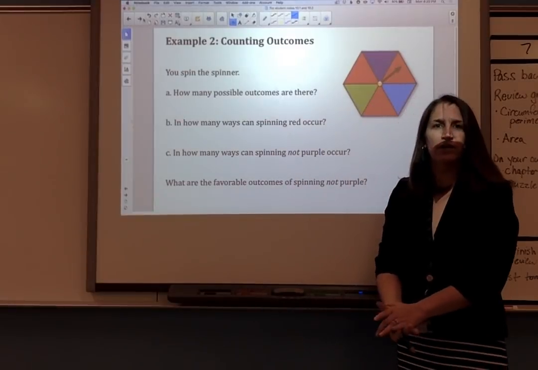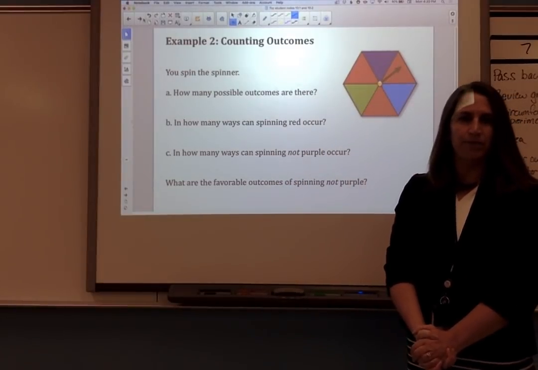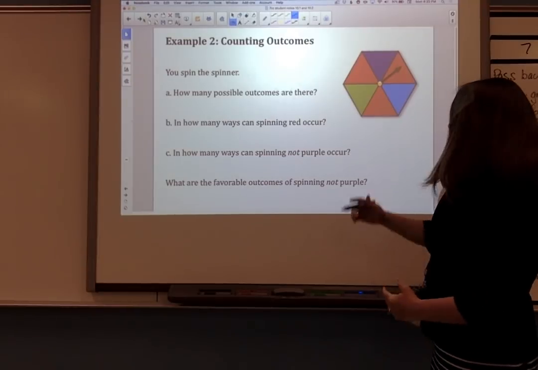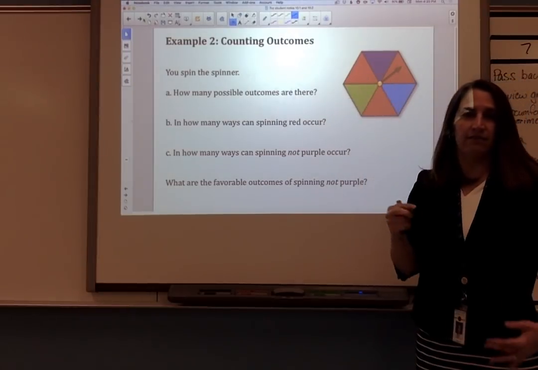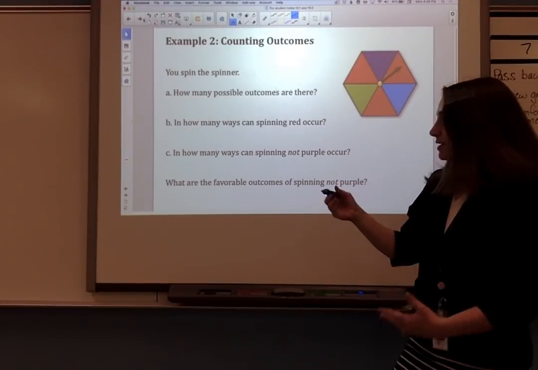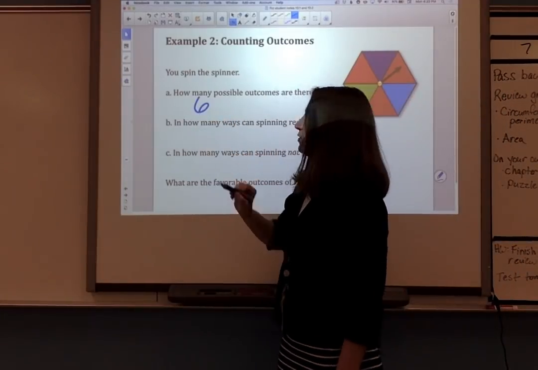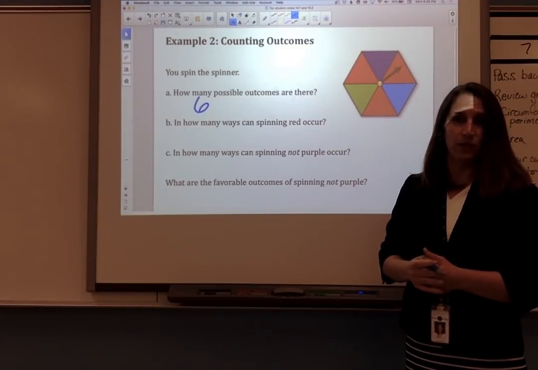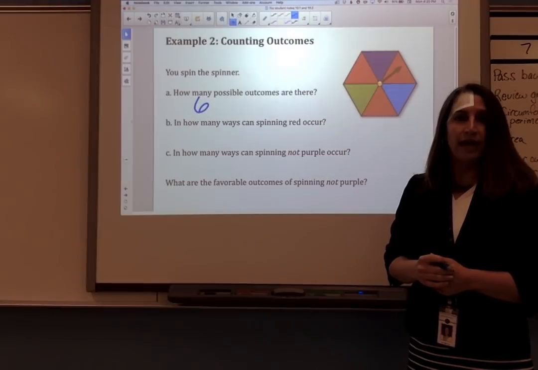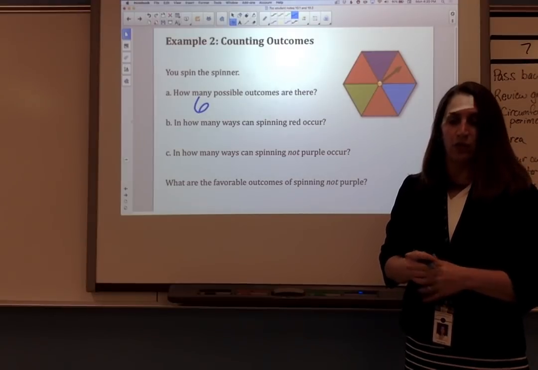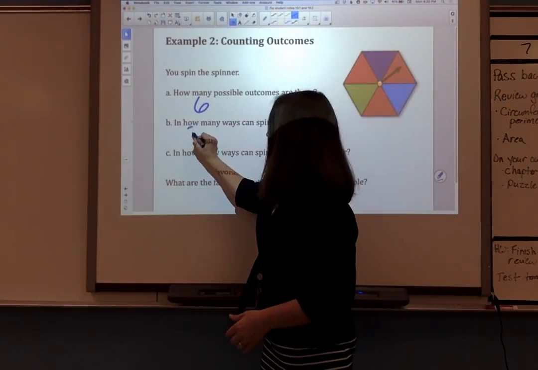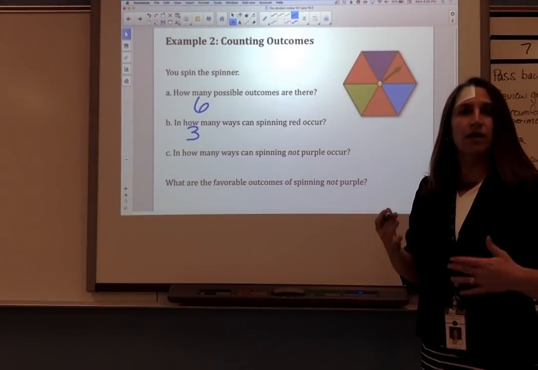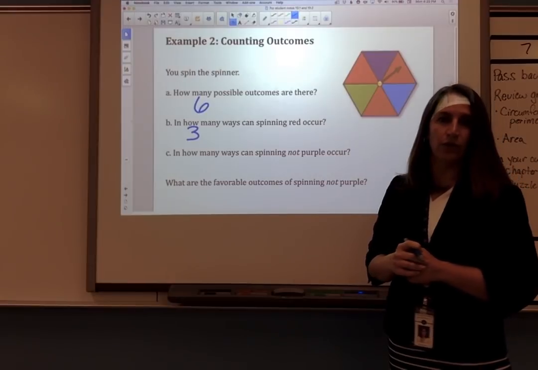All right, so here's another example. We have this spinner, and we want to know how many different outcomes are there. Well, there's 6 spaces that the spinner could land, so there are 6 possible outcomes. Even though there are less than 6 colors, there are 6 different places where the spinner could land. And how many ways can spinning red occur? That would be 3 different ways. Because there are 3 different red outcomes, there are 3 ways that spinning red could occur.